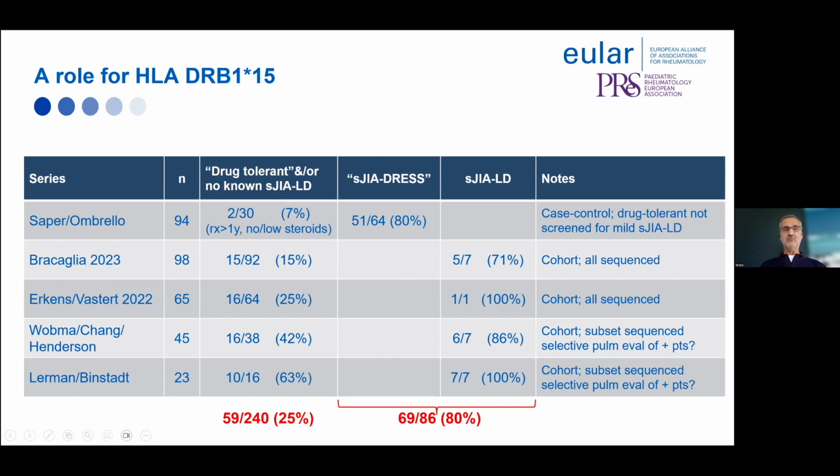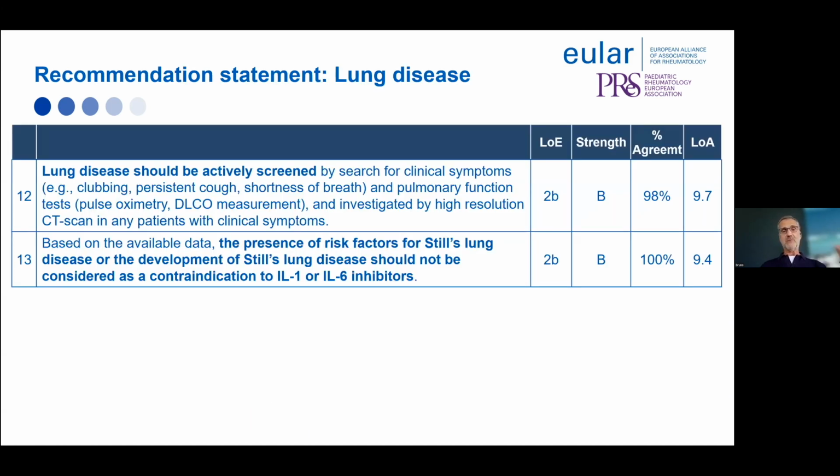So at the end, what we say in the recommendation is that for people with lung disease, and potentially also for other organ involvement, it's not a contraindication to an IL-1 or IL-6 blocker. But there is also an indication to start another treatment in addition to the IL-1 or IL-6 blocker to control the disease, and especially to control the role of T cells in the mechanism of this complication.